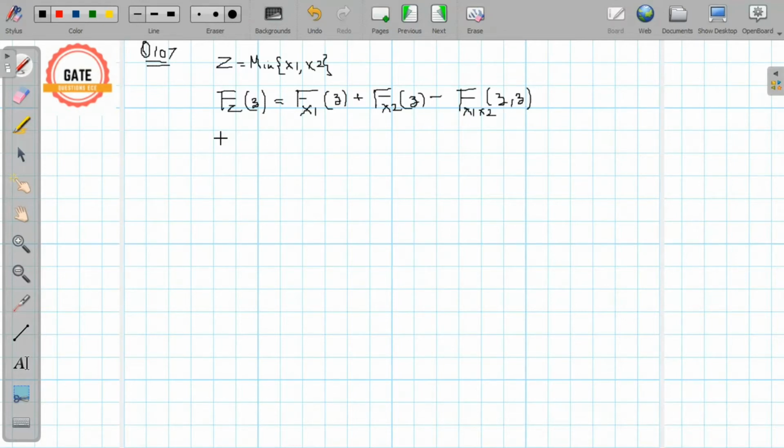We know that the PDF of any continuous random variable is equal to the differentiation of its CDF. So simply by differentiating both sides with respect to z, we can obtain the PDF of z. Differentiating both sides with respect to z, we get f capital Z small z. The CDF's differentiation is its PDF. Similarly, its differentiation will give us its PDF.